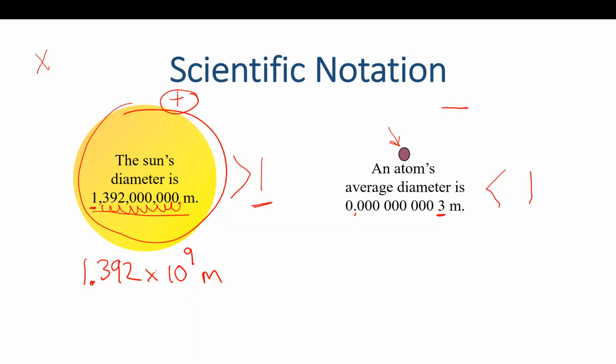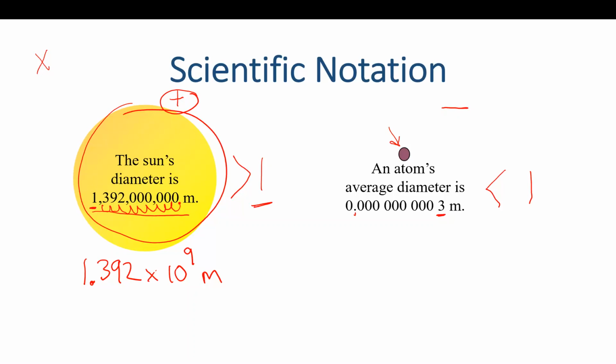So when we go to our other measurement, we see again, we have the decimal. It's actually already in place for us, and we want to move it behind the number 3. So instead of moving the decimal over to the left, we'll be moving it over to the right because this number is less than 1. But that's okay. The only difference is the exponent now will be negative because this number is smaller than 1.